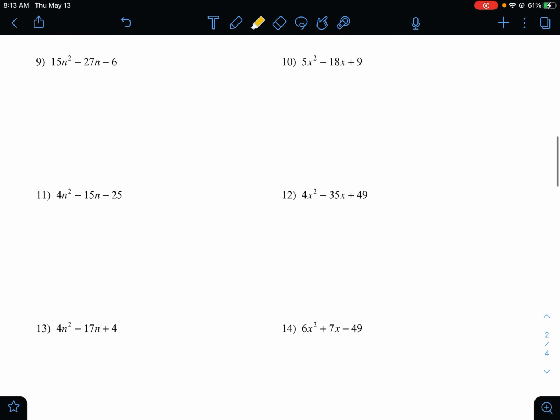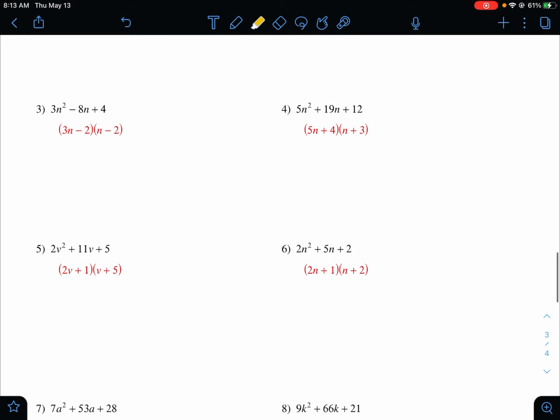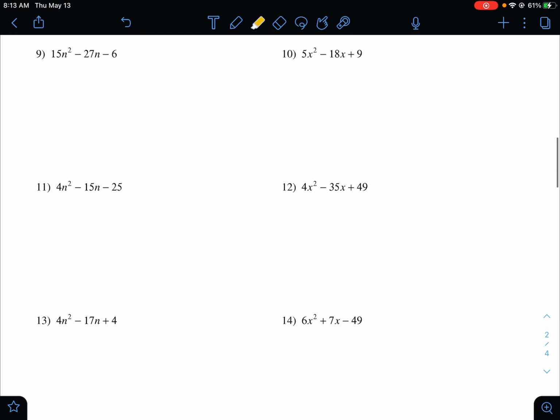All right, so you guys have this worksheet to practice, and I did leave the answers for you. That way you have something to double check your work.